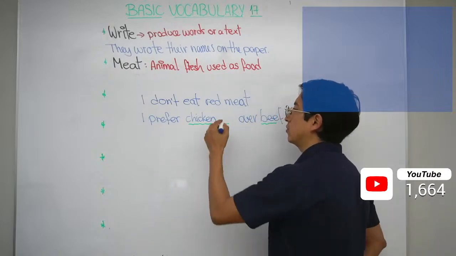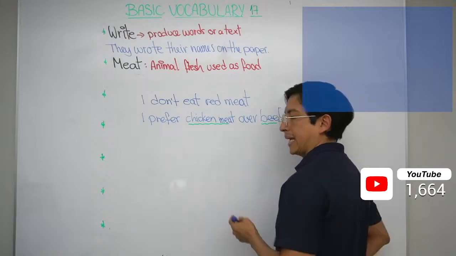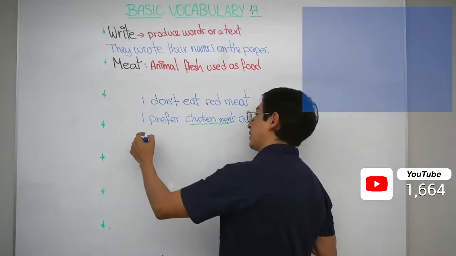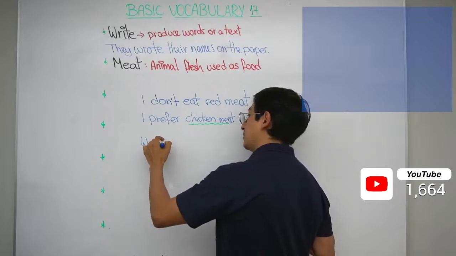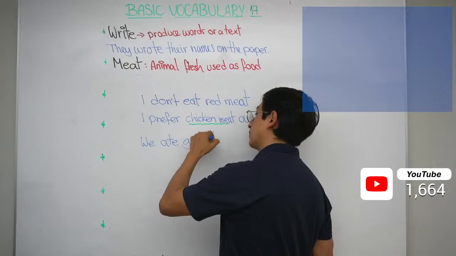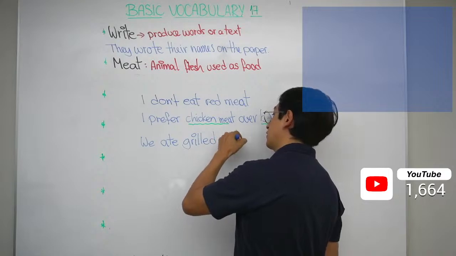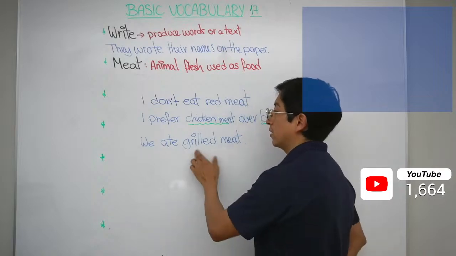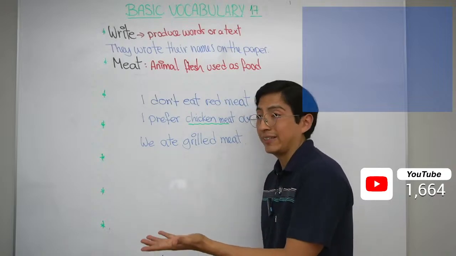But if you want to be a little more specific, chicken meat. Okay, chicken meat. What about the other one? Maybe you can say like we ate, okay, we ate grilled meat. So if you go to a barbecue, for example, it is very common that you are going to eat grilled meat. Okay, if you go to a barbecue, right?